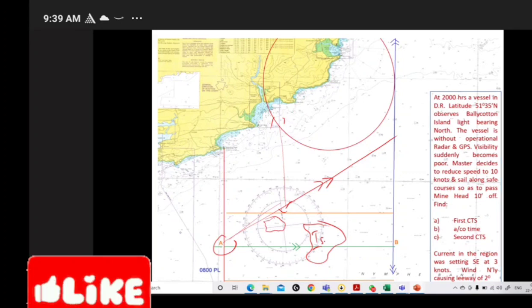Otherwise, if you don't counteract the leeway and you steer the effective course, will the vessel move on the CMG line? No, she will never be on the CMG line. She'll leave the track. So that answers your question. Is that clear, guys? Is the method clear?